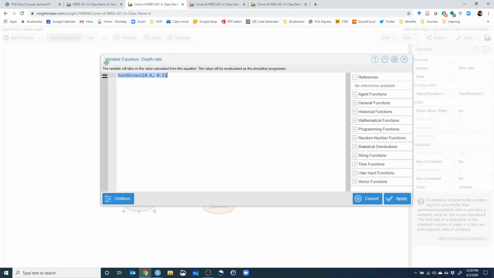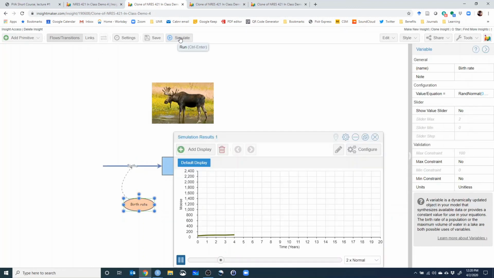And now the death rate, we're going to have the mean be 0.4, just like we had before. The death rate was 40%. But now we're going to let it vary from year to year, and the variability is described by this standard deviation term, which we set at 0.3. So let's take a look at what happens if we run this model.